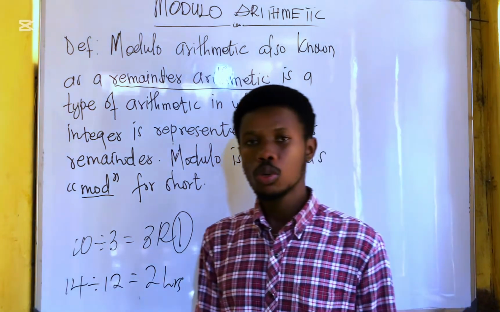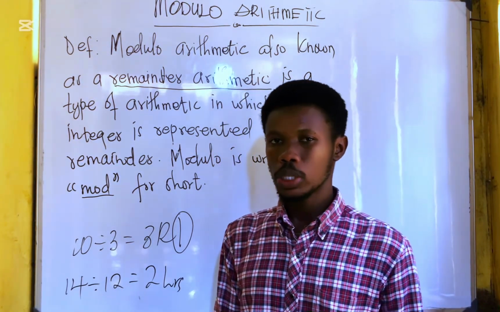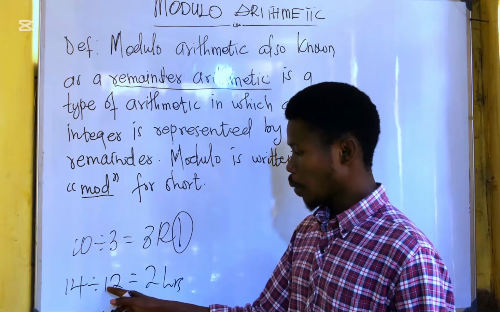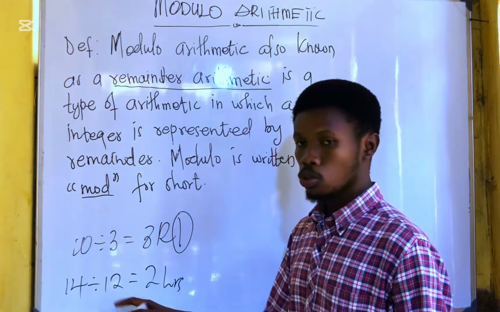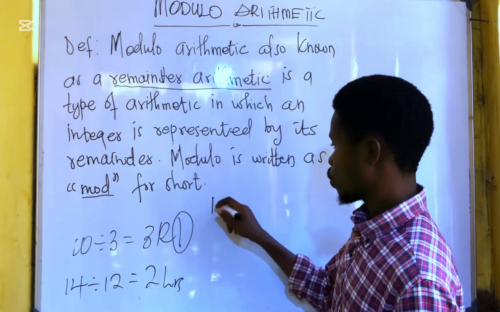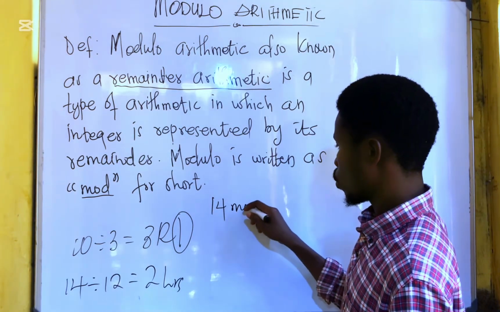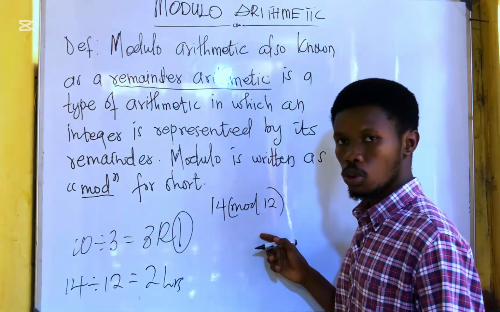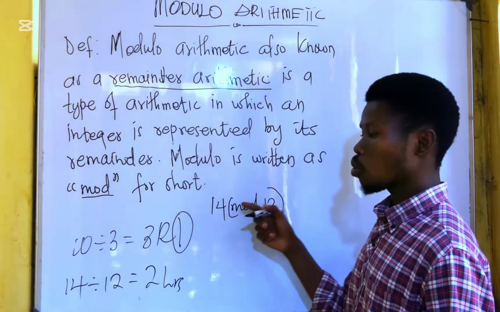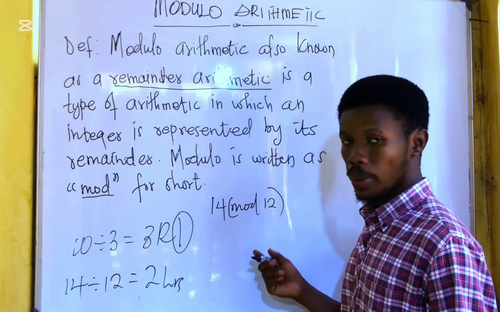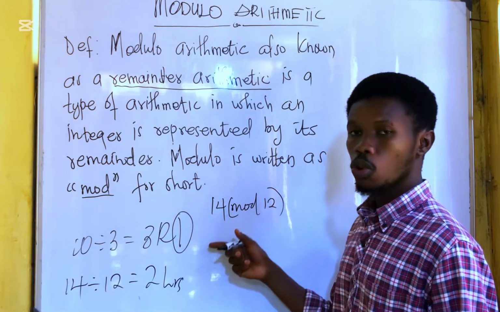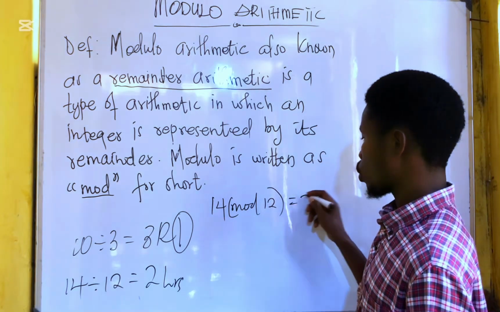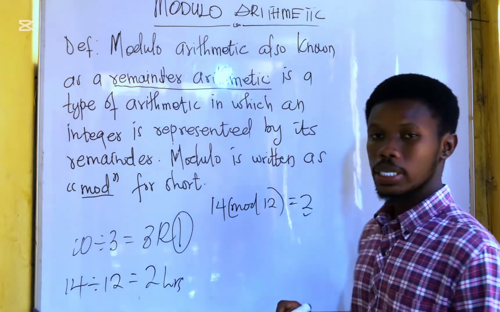Okay. Modulo is written as mod for short. So when it comes to modulo, you write it as mod for short. So here, 14 divided by 12 can be written as 14 mod 12. Okay. So when you see 14 mod 12, it means how many times can 12 go into 14, and what will be the remainder? If 12 goes into 14 one time, then the remainder is 2. So what we are interested in is the remainder.